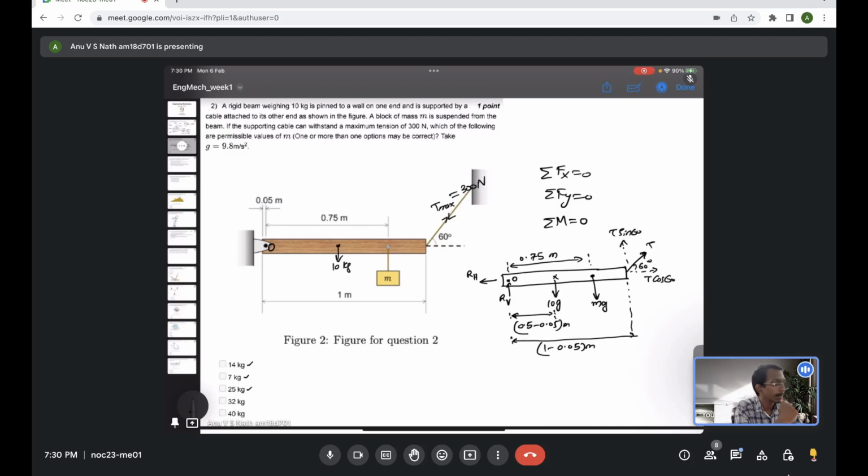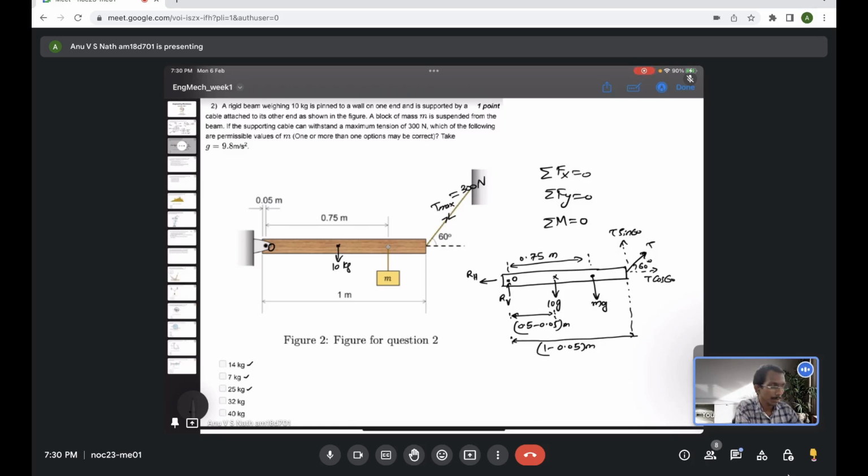Okay, so what I was saying is, we can still solve sigma Fx equal to 0, sigma Fy equal to 0 and sigma M equal to 0. So we will evaluate the horizontal and vertical reactions, and when we take the moment equation sigma M equal to 0, we will be able to evaluate the unknown mass m.